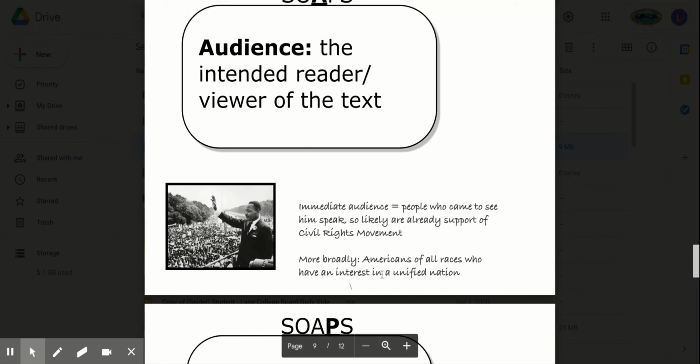I might even take this a little further than it says on the slide and clarify that he's also, in many parts of the speech, appealing specifically to religious Americans, and even more narrowly to Baptist Christians.